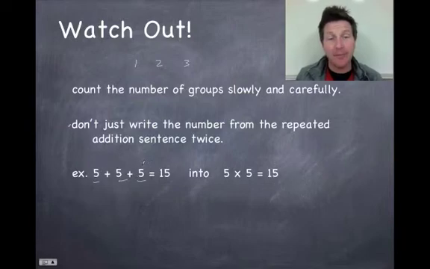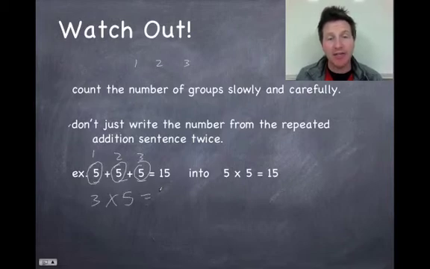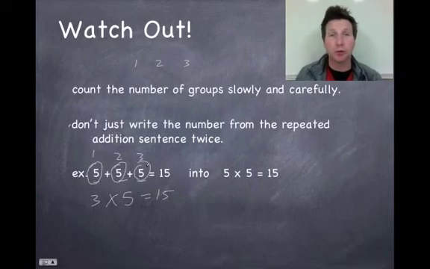5 plus 5 plus 5 is 15, but the multiplication sentence that goes with this is 1 group, 2 groups, 3 groups, 1, 2, 3, 3 groups of, what are we adding? What's our add-in each time? 3 groups of 5 equals 15. So don't use the same number twice. Don't just see 5s and say that, oh, I'm going to do 5 times 5. That's not how it works. It's the groups and the number in each group.